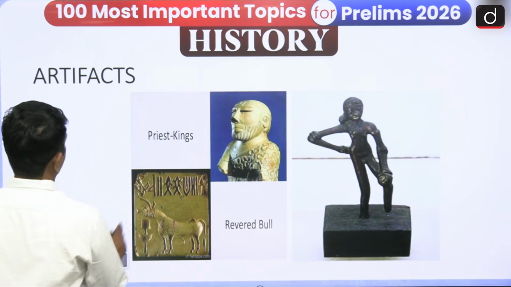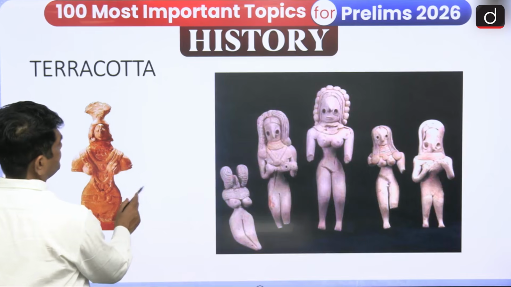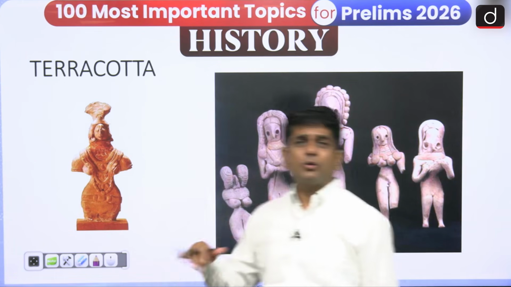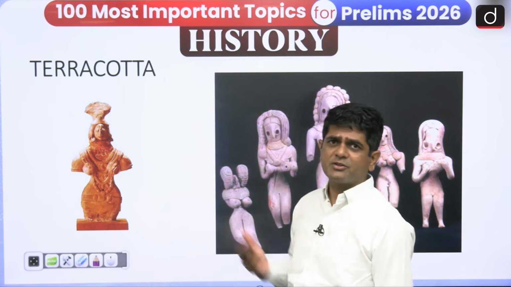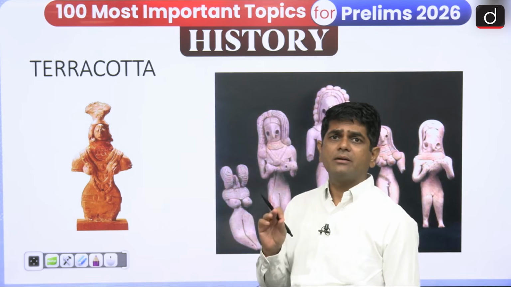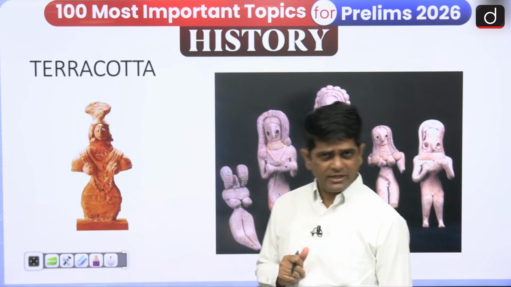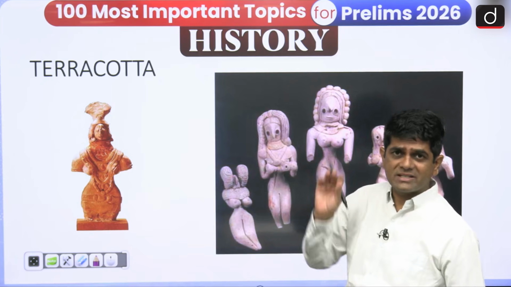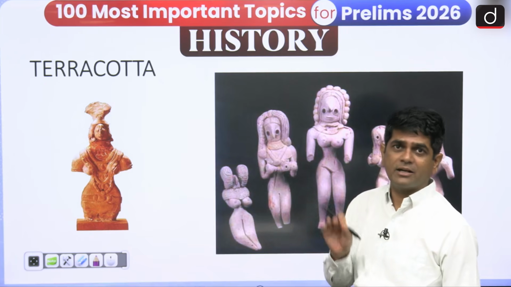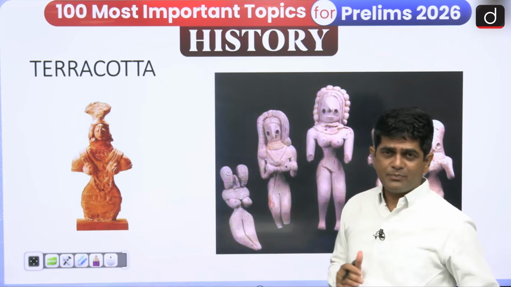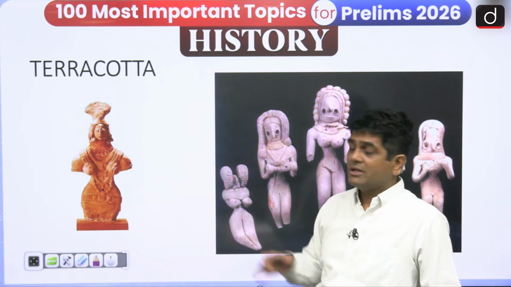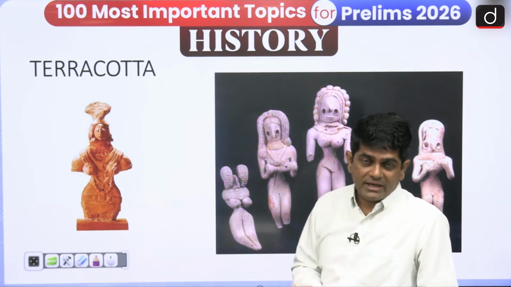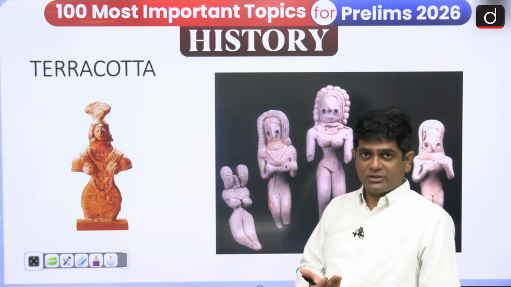Now, the third, terracotta. Remember, terracotta means what? Terracotta figurines means fire-baked clay images. These terracotta arts are not examples of sophisticated Harappan art. But as far as Harappan culture is concerned, these terracotta figurines throw important light on the Harappan culture.